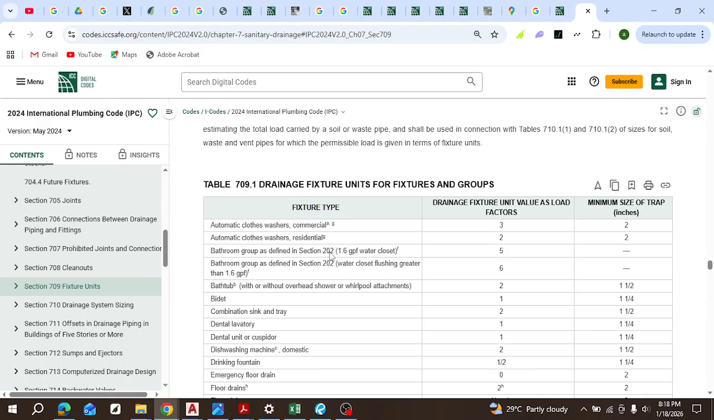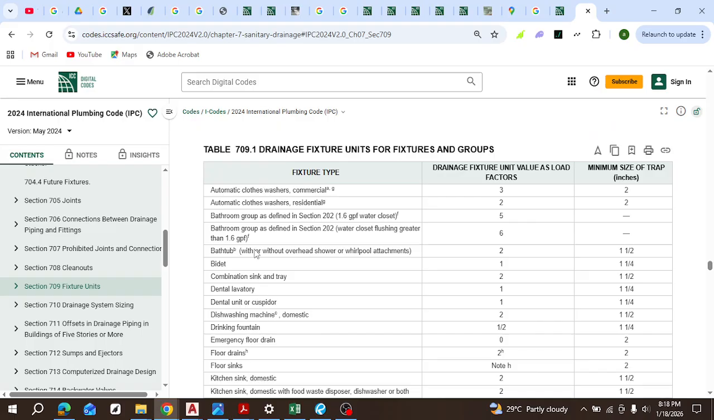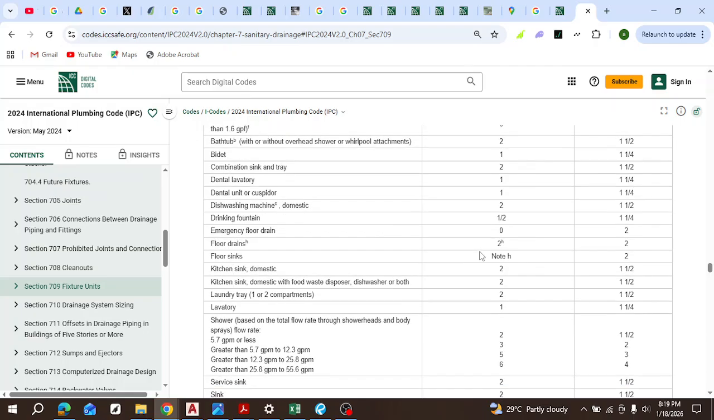To continue. So as you can see here, for the different fixtures, we have the corresponding DFU values, and you see that for larger types of fixtures, or fixtures that have larger flow, the value is larger. For example, this. So bathroom group is basically a group of bathroom fixtures together. So let's look at clothes washers. This is like a washing machine. For commercial, it is larger than for residential. Let's go down and see.